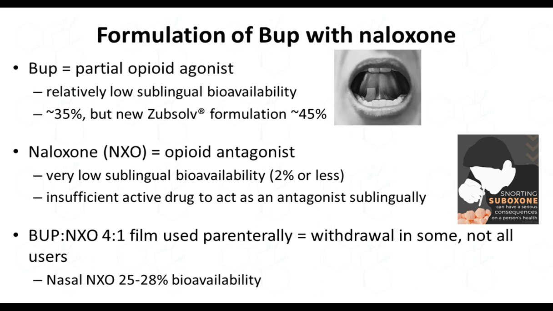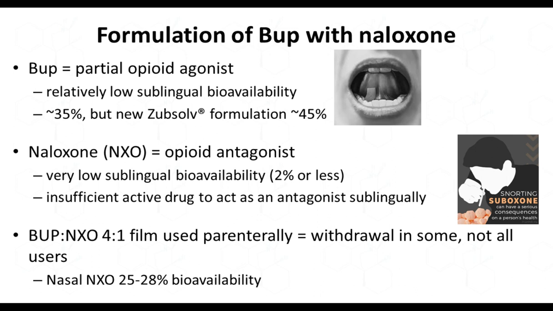So buprenorphine is available as a prescription by itself or formulated with naloxone. Buprenorphine is a partial opioid agonist. It has relatively low sublingual bioavailability, but it has very low oral bioavailability. So that's why it's given either as a tablet or as a film, as shown there in the photo, because the sublingual bioavailability, although low, about 35%, is certainly better than the oral bioavailability. And there is a new formulation just recently out called Zubsolv, where the bioavailability has been increased to about 45%.